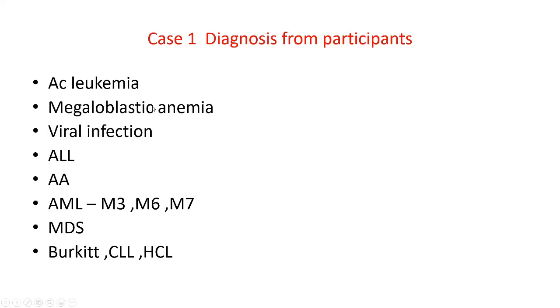Acute leukemia, megaloblastic anemia. Megaloblastic anemia is a very pertinent diagnosis considering that the majority of the cells had open chromatin, basophilic nuclei. Some of you have written even viral infection. Now, in viral infection, we find plasmacytoid cells, monocytoid cells, and blastoid cells. But here the cells were only blastoid. There were no plasmacytoid or monocytoid cells. Some of you have given the diagnosis of ALL, L3.